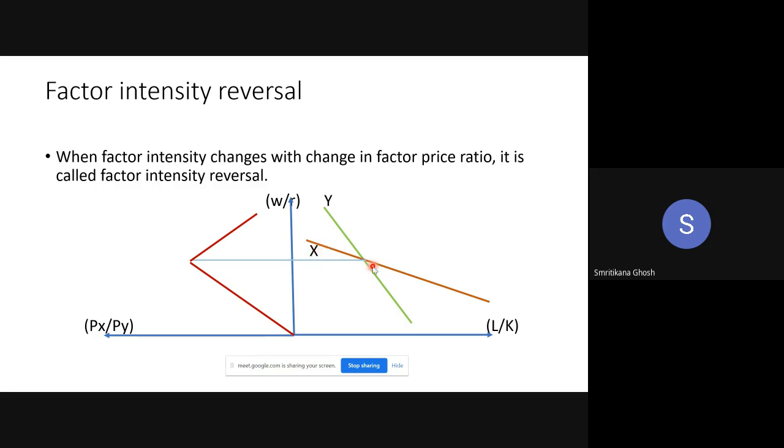Fine. Now look, up to this point of production, when Y is labor intensive and X is capital intensive, you have Px by Py and W by R as positive. That is a one-to-one relationship. If Px by Py is rising, W by R is rising. That's a simple one. This positive relationship between Px by Py and W by R is for the range where X is labor intensive and Y is capital intensive, just like before.